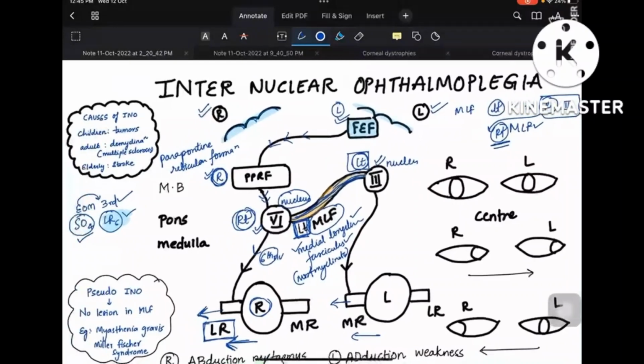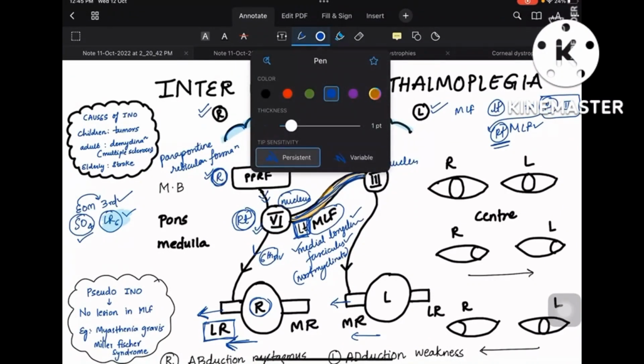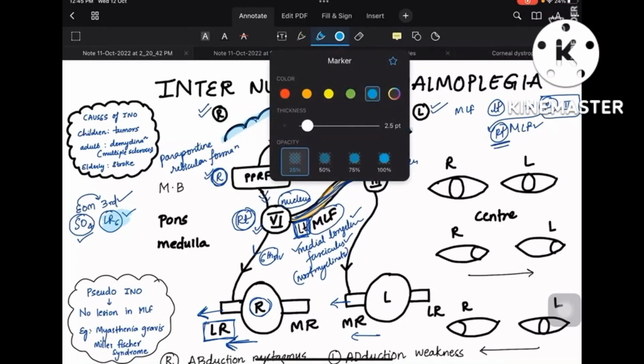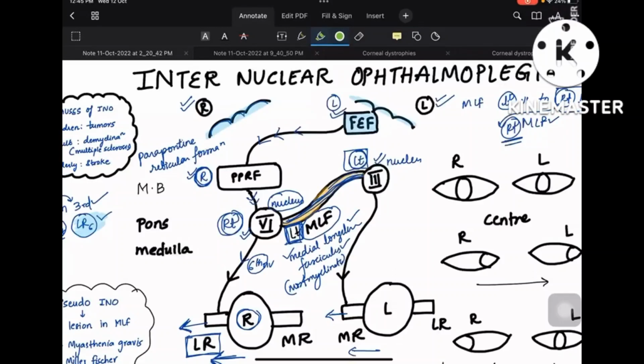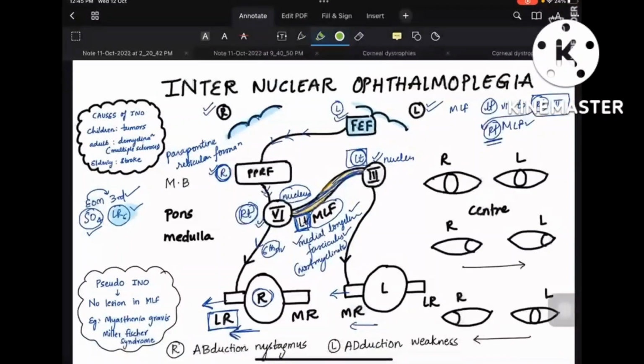So once again, let me summarize this for you. Let me highlight it in a different color. This is an important pathway. If you understand this concept, you'll answer any question on INO easily. That's why I'm taking time here.